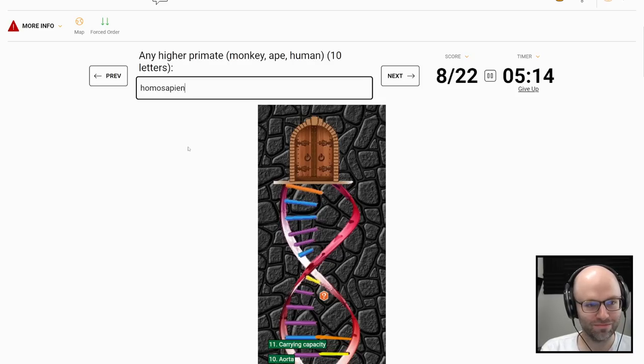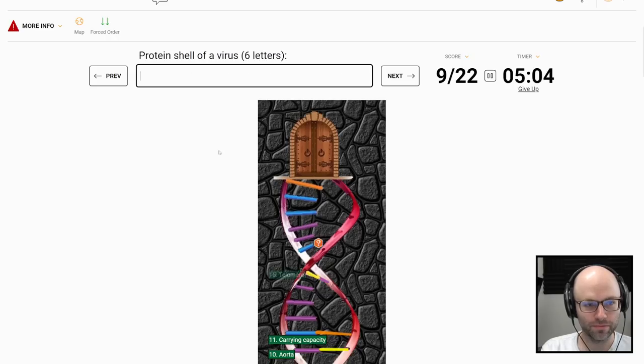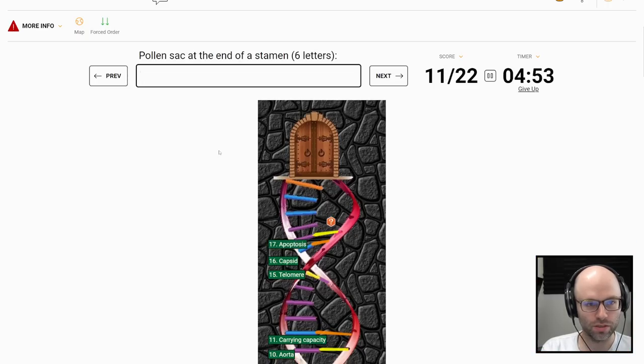What is Homo sapien? What is a emperor tamarin? Region of repetitive nucleotides at the end of a chromosome that protects it from damage. That's a telomere. Protein shell of a virus. It's a capsid. Programmed cell death caused by a cascade of suicide proteins. Apoptosis. Pollen sac at the end of a stamen.